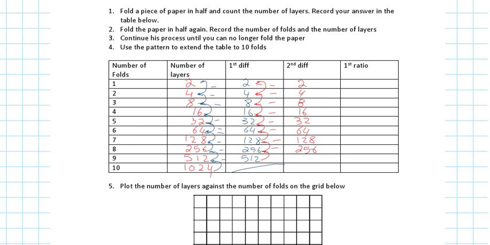Have you noticed anything yet? The differences are the exact same as your y values. If you look at your first difference, 2, 4, 8, 16, 32, 64, 128, 256, 512, these are the same answers that I got for the y values. If I do the second difference, I'm repeating exactly the same thing.